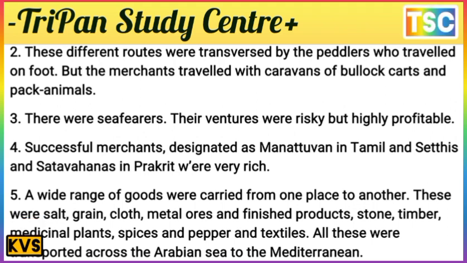A wide range of goods were carried from one place to another. These were salt, grain, cloth, metal, oils and finished products, stone, timber, medicinal plants, and spices, as well as paper and textiles. All this was transported across the Arabian Sea to the Mediterranean here.